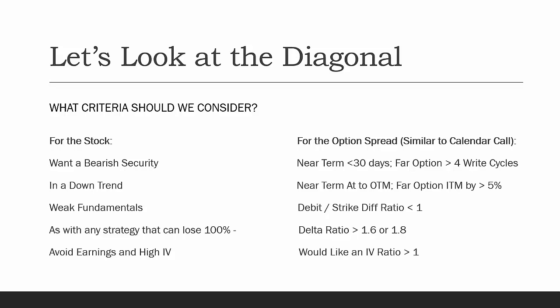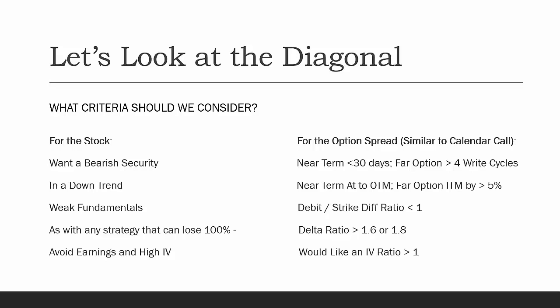I also want a delta ratio. This is the delta of the long option that I'm buying, that's further out in time and in the money, divided by the delta of the short option. I'm going to start off with at least a 1.6 delta ratio or greater, or a 1.8 delta ratio or greater. So as the stock moves in my direction, in the case of the calendar put, as it moves down, I should be gaining significantly more on the long option than I'm losing on the short option.